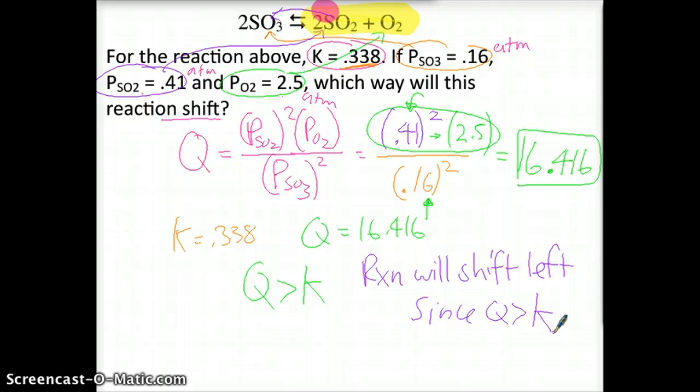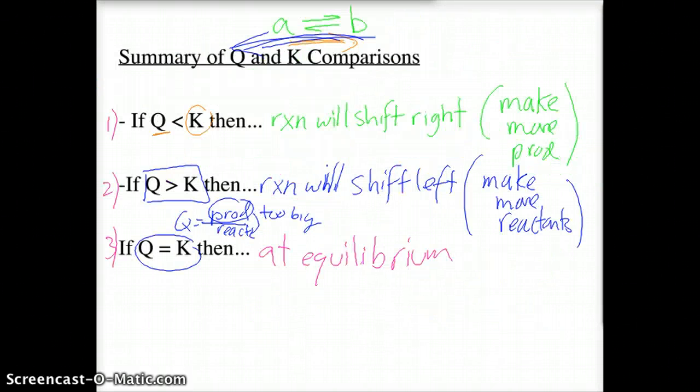That's the big idea. You need to be able to calculate a reaction quotient Q, same thing as what we did earlier with equilibrium expressions K. And now what we need to be able to do is predict shifts by comparing Q and K. So using these three summary points together.